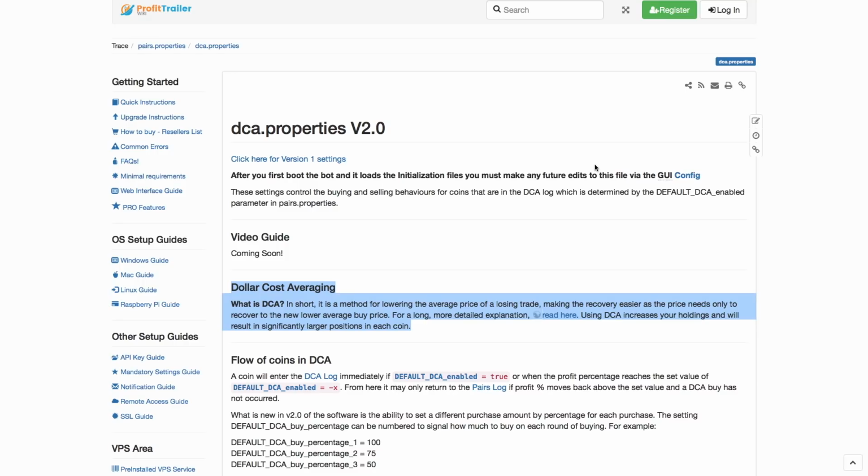Now, as a quick overview of what we see here, for those who don't know what dollar cost averaging is, it is a method for lowering the average price of a losing trade, and essentially will make it easier for you to come back up into profit.